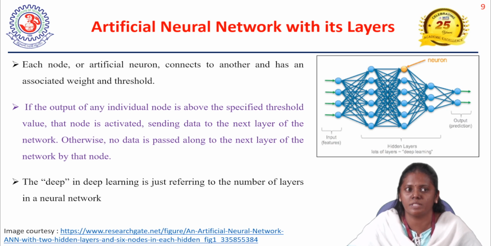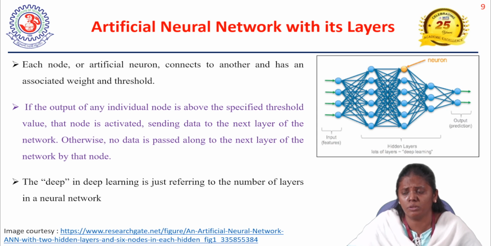So it is not fixed that 2 layers can be there, 3 layers can be there, n number of hidden layers can be there. And that's why when you're having more number of hidden layers, it is referred to as a deep learning model. How deep it is, is represented by how many hidden layers it has. And last is your output, that is the prediction.